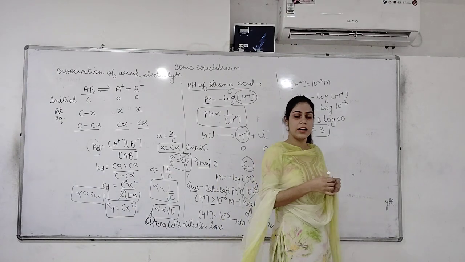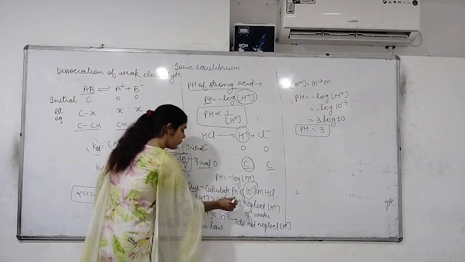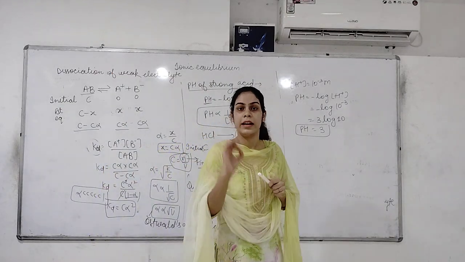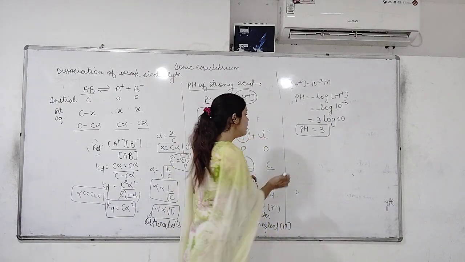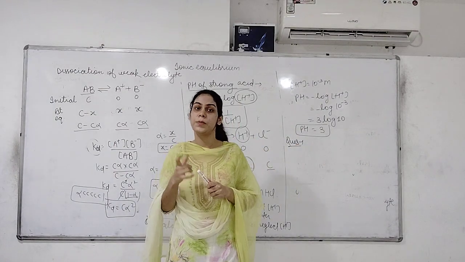Here I will not take H positive ion of water into consideration because the concentration of H positive is greater than 10 raised to power minus 6. 10 raised to power minus 3 is greater than 10 raised to power minus 6. So let's take an example where we have to consider H positive ions present in water.